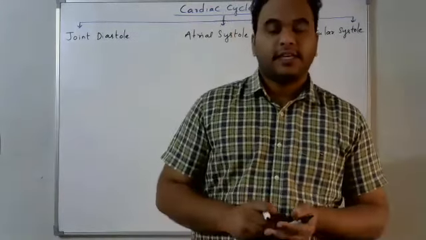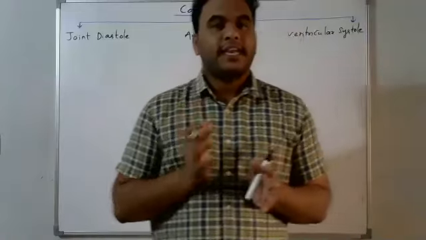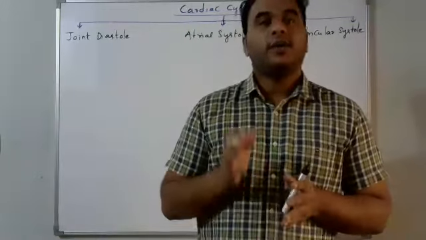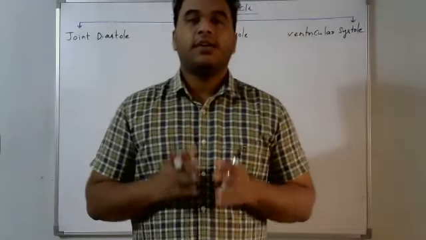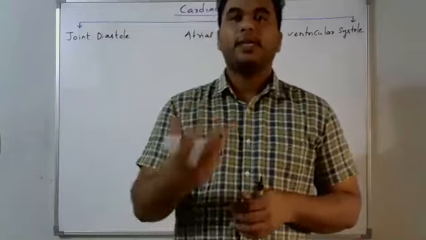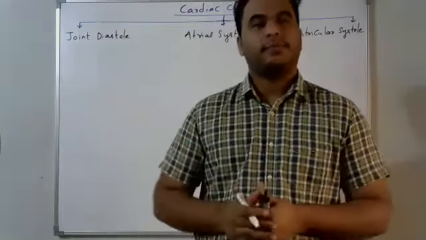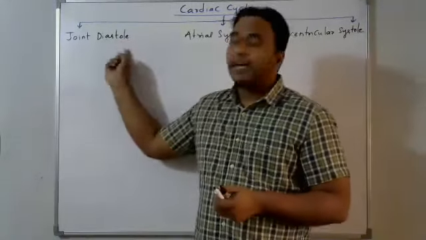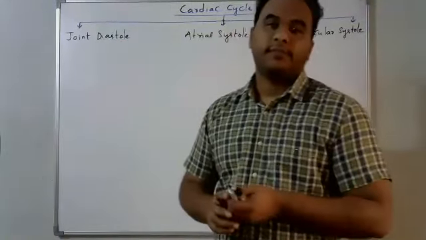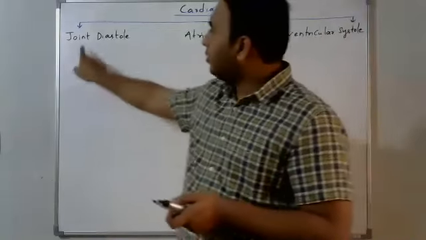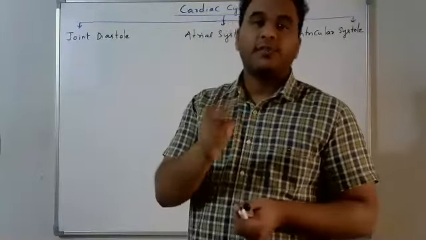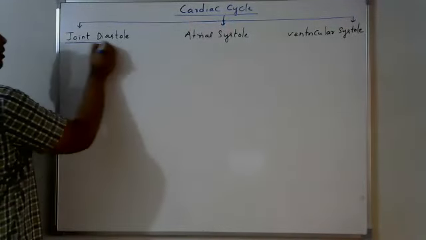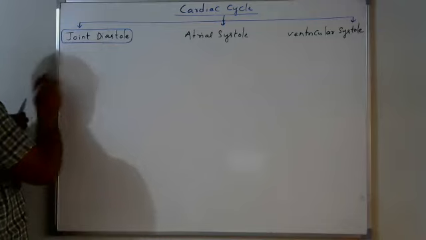The cardiac cycle is nothing but the cyclic contraction and relaxation of the heart for pumping the blood. It involves these three steps. The first one is diastole, the relaxed state. And joint means here both auricles and ventricles will come.